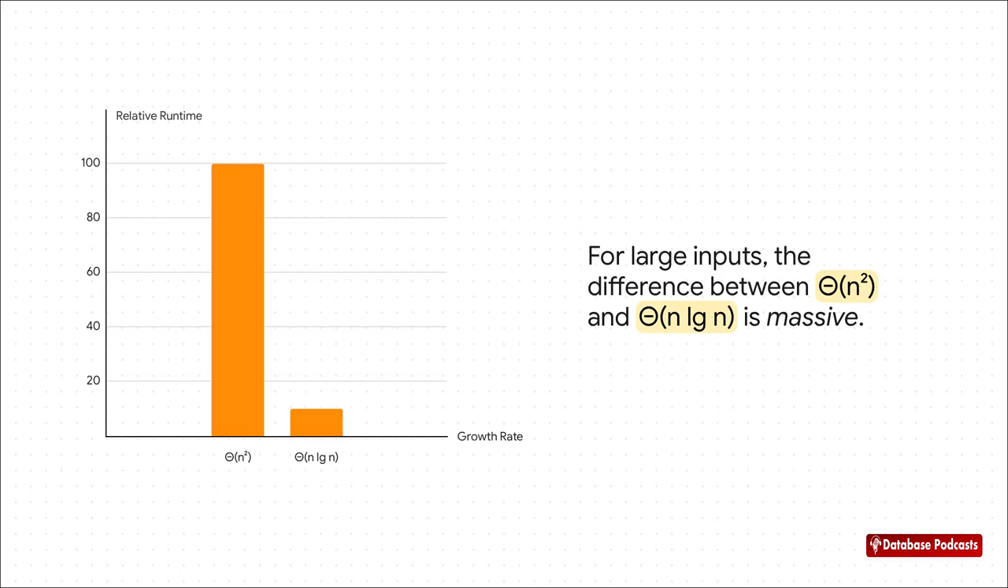And when you see it visually, the difference is just staggering. For any large amount of data, the gap between n squared and n log n isn't just a small improvement, it's a chasm. It's the difference between an algorithm that solves your problem in a few seconds and one that could literally run for days or weeks.